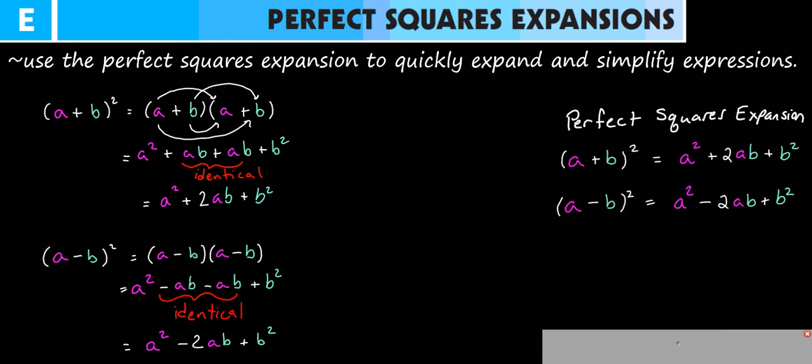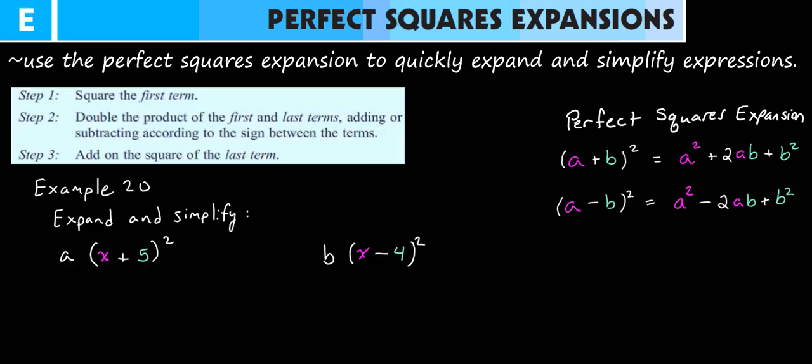Okay, and a couple steps will get you there so that you can quickly expand and simplify expressions. Remember, we're in the business of saving some time. Yes, we can use FOIL. No, if we know how to do this, we don't have to. Okay, so step one, we're going to square that first term. Step two, we're going to double the product of the first and last terms, adding or subtracting according to the sign between the terms. And then step three, we're going to add on the square of the last term.